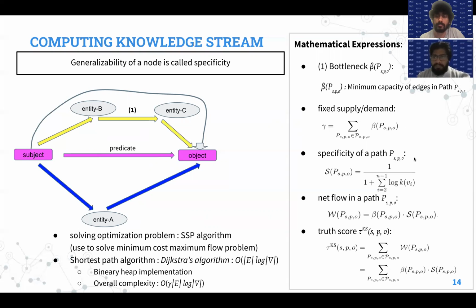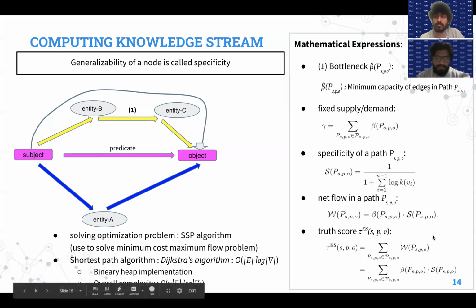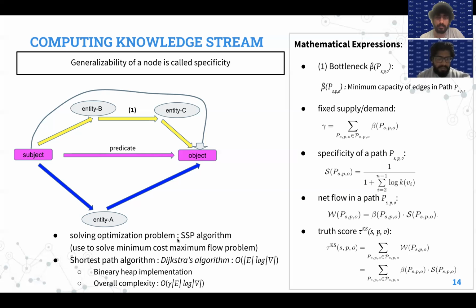Then we define the specificity, that is for a path we take into consideration all the intermediate node degrees, and then we estimate the specificity. And from that we move on to finding the net flow for a path. That's basically we simply take the product of bottleneck and the specificity. And finally we are computing a true score for a triplet by taking the sum of all the net flow through all the paths. And we are going to solve this using the SSP algorithm as an optimization algorithm, and we will be using Dijkstra's algorithm for shortest path finding.